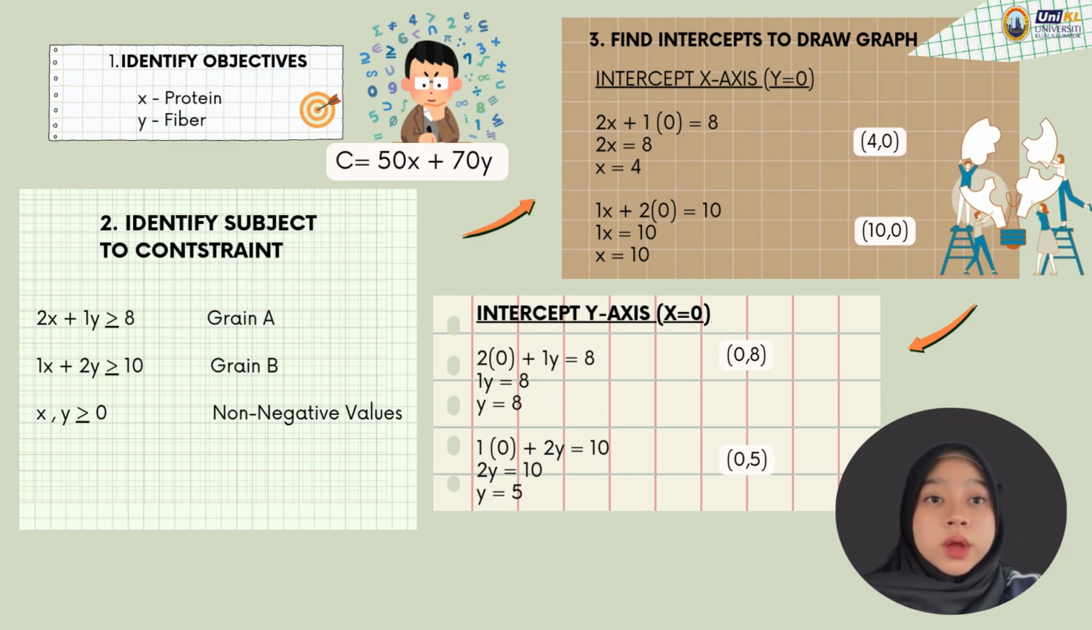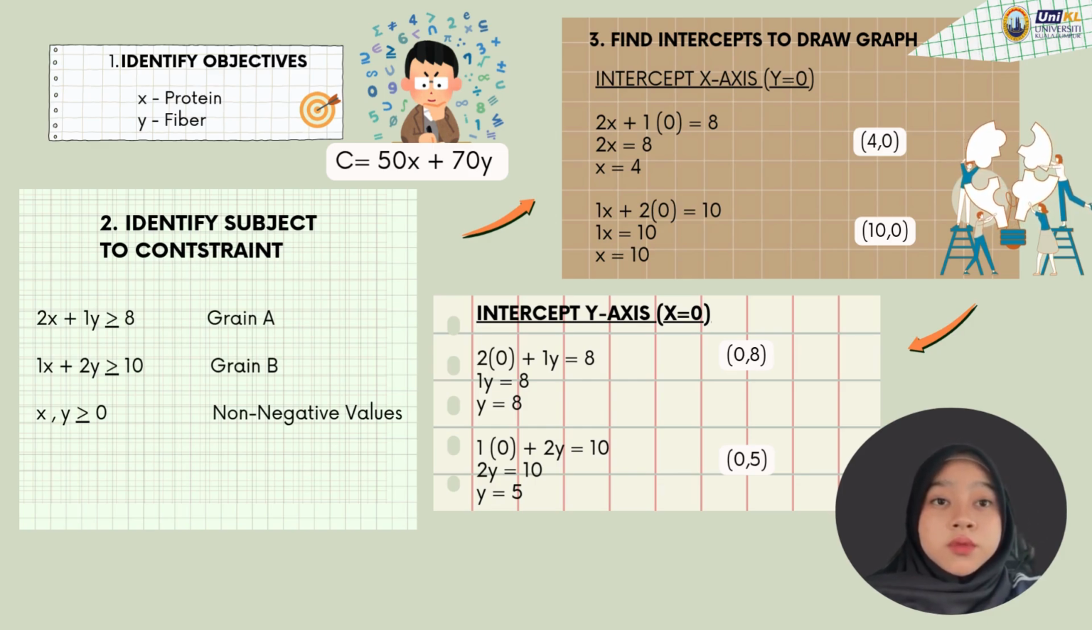So next, we have to look at the rules or requirements called constraints that we must follow. There are three constraints in this problem. The amount of protein must be at least 8 units. For this, we have the equation 2 times x plus 1 times y must be greater than or equal to 8. The amount of fiber must be at least 10 units. So the equation is 1 times x plus 2 times y must be greater than or equal to 10. Non-negative quantities of grain: this means we cannot have a negative amount of grain. So x must be greater than or equal to 0 and y must be greater than or equal to 0.